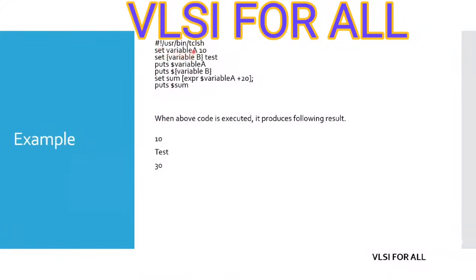Set variable A to 10, so automatically variable A takes the value 10. And set variable B to test. Till now, maybe we've seen only values which are integers. Values can be strings as well. It can be any string. Here variable B has a space in between, so it has a curly brace to take this variable space B as one single unit. puts is the command to print the variable's value, so puts $variable A would print a value of 10.